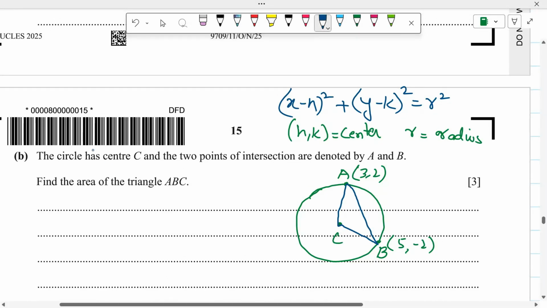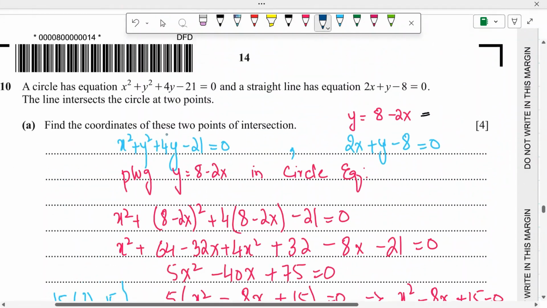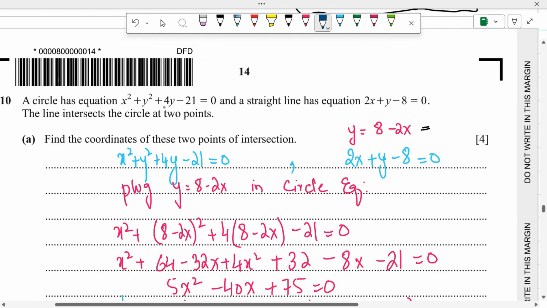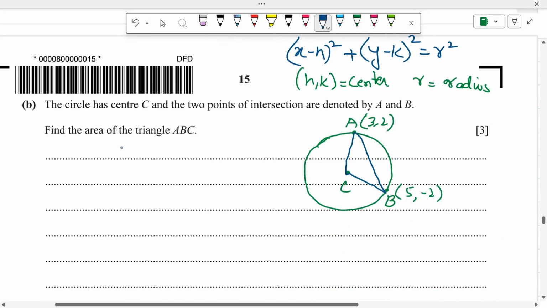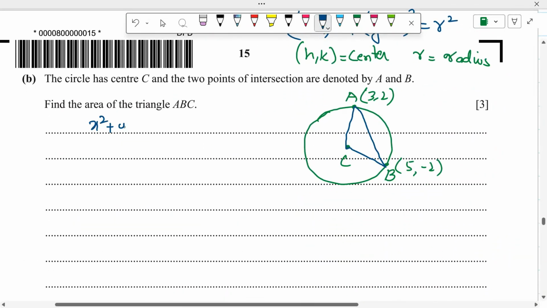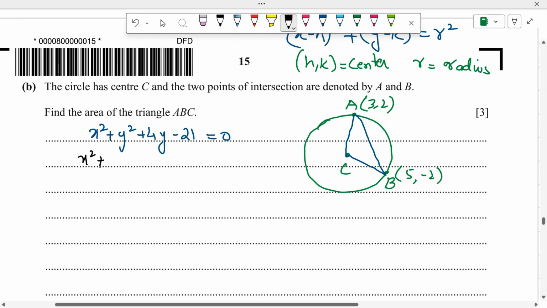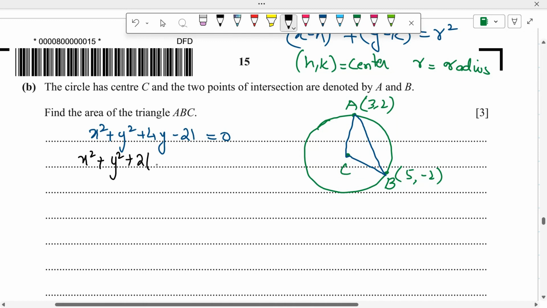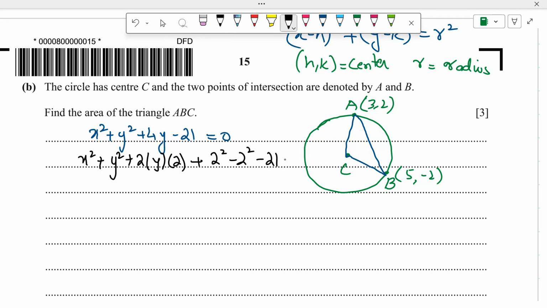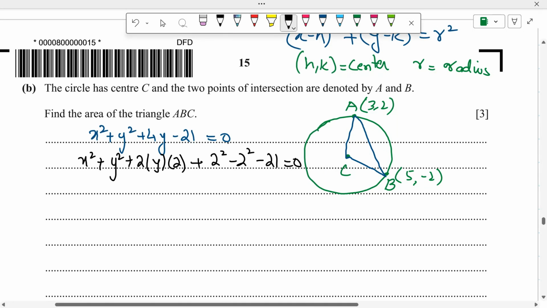First, we will find the center of the circle by using the given equation of the circle, x square plus y square plus 4y minus 21 equal to 0. We write x square plus y square plus 2 times y times 2 plus 2 square minus 2 square minus 21 equal to 0. We just add and subtract the 2 square.